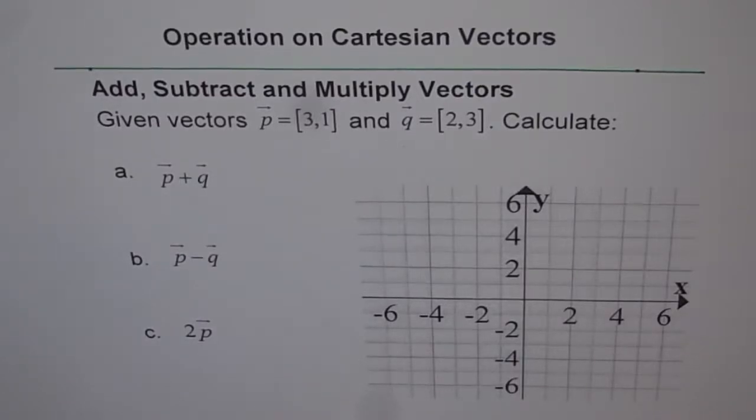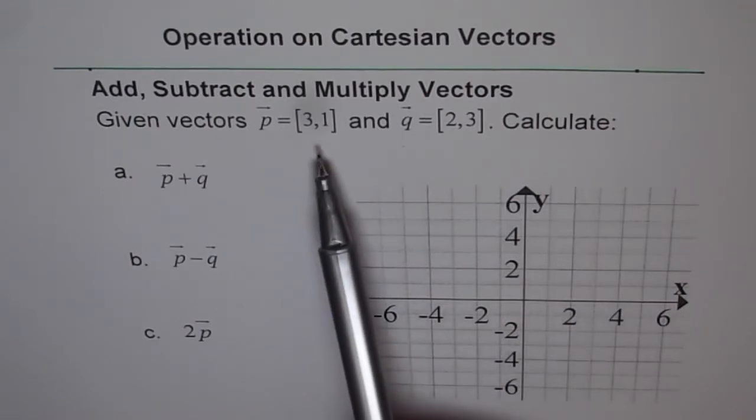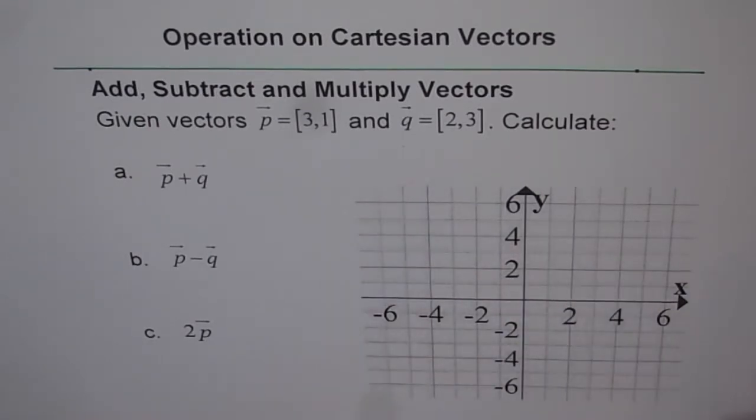Let's try to understand how to do addition, subtraction and multiplication of vectors when we have Cartesian vectors. Now here is an example with which we can understand the concept. Given vectors p equals (3, 1) and q equals (2, 3), calculate p plus q.